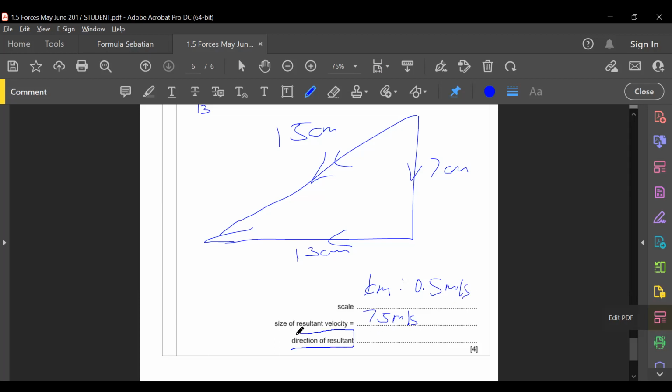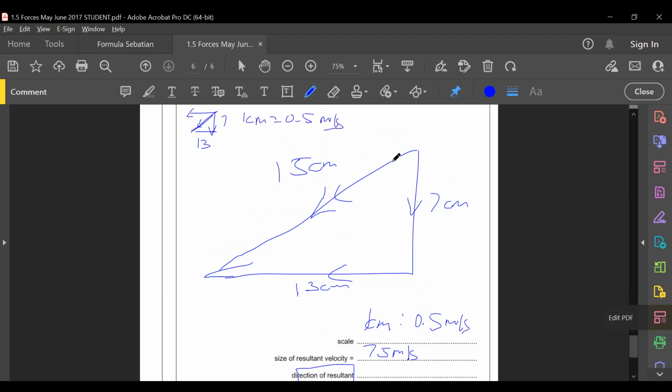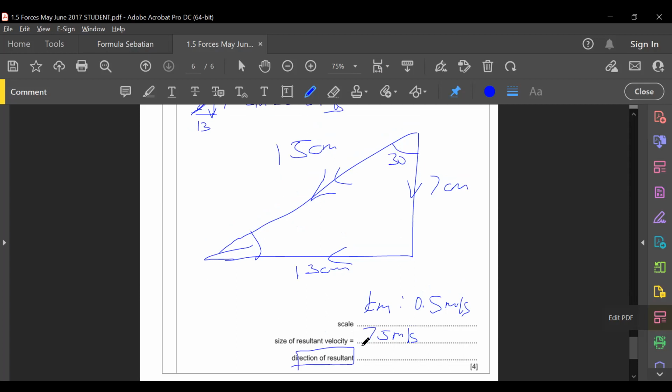And the direction of your resultant force, you're supposed to either measure this angle here or this angle here. If you measure this angle, let's say it's 30 degrees, you're just going to say that it is 30 degrees. You write 30 degrees from the south. Or if you measure this angle here, and let's say this is 40 degrees, you're going to say that it's 40 degrees from the west direction. Okay, this is what you're supposed to write. Guys, anyone unclear? Anyone don't know what I'm talking about?